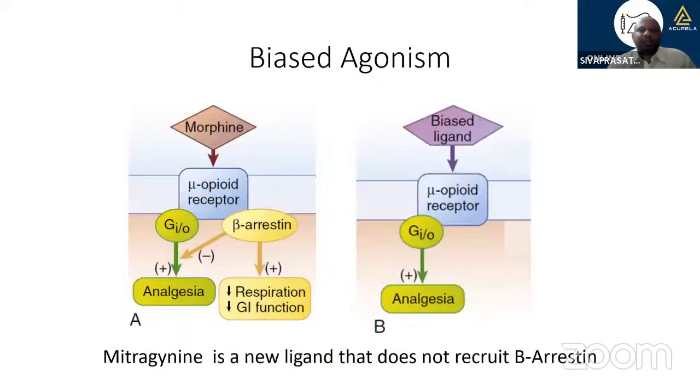Coming to biased agonism, when morphine binds to the mu receptor, it will activate the G protein, as I have already told you. It also recruits another compound called beta-arrestin, which produces respiratory depression. Now they are looking for new compounds that will only activate the G protein and produce analgesia without respiratory and GI dysfunction. Mitragynine and cebranopadol are new ligands that do not recruit beta-arrestin. So this is the future of opioid therapy.